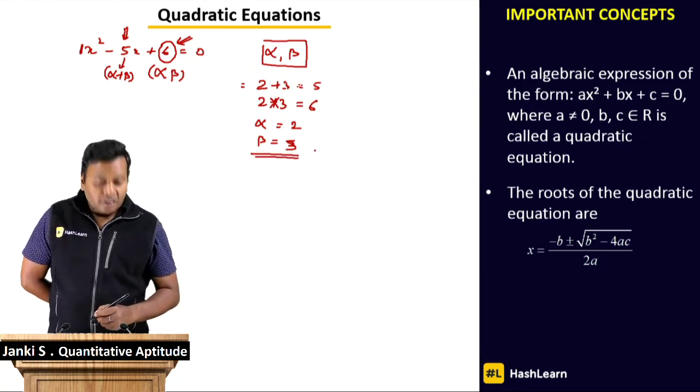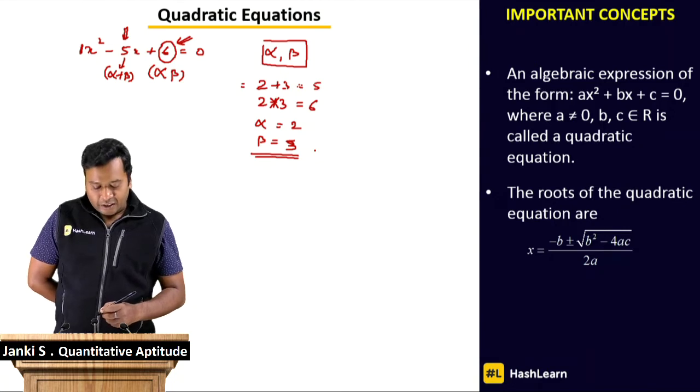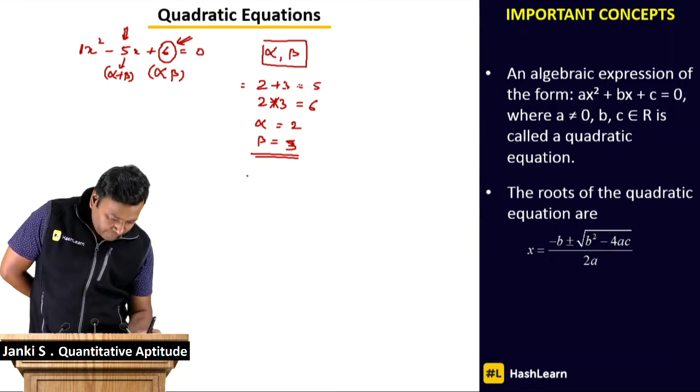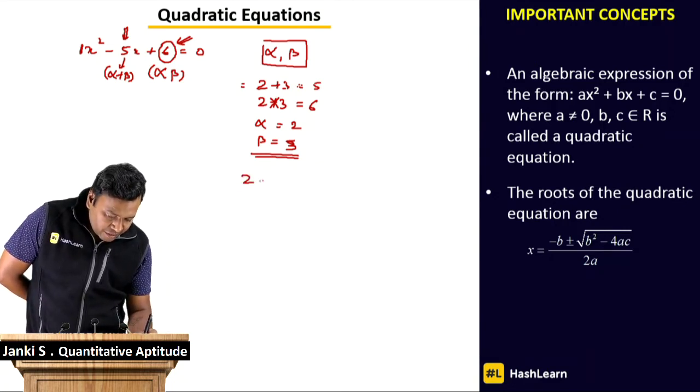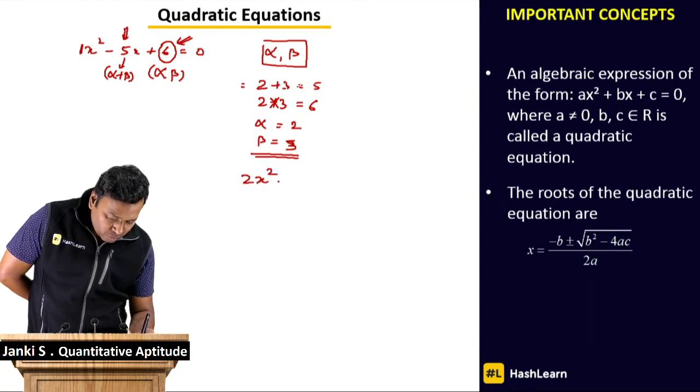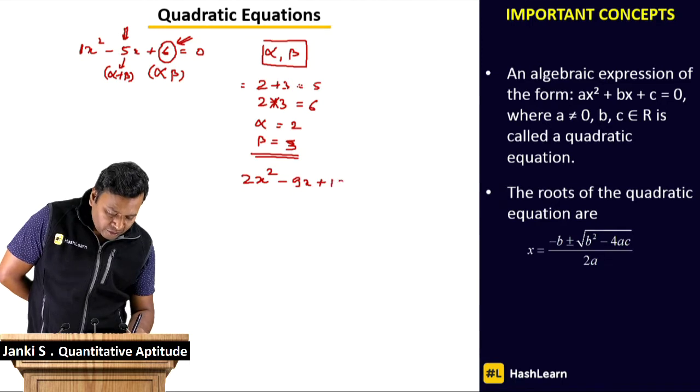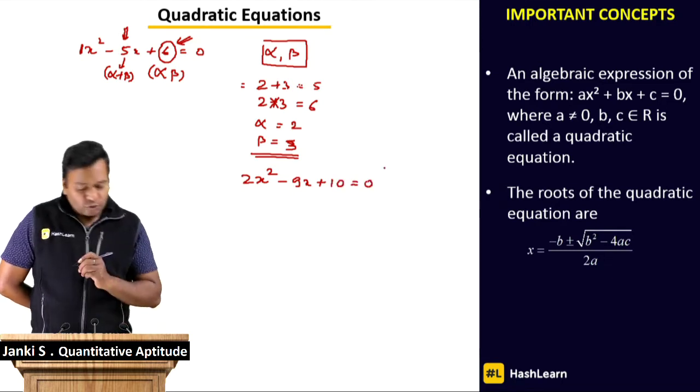So that's the first case, right? So you can take it directly. Same way, if I give it the format as 2x square minus 9x plus 10 is equal to 0.